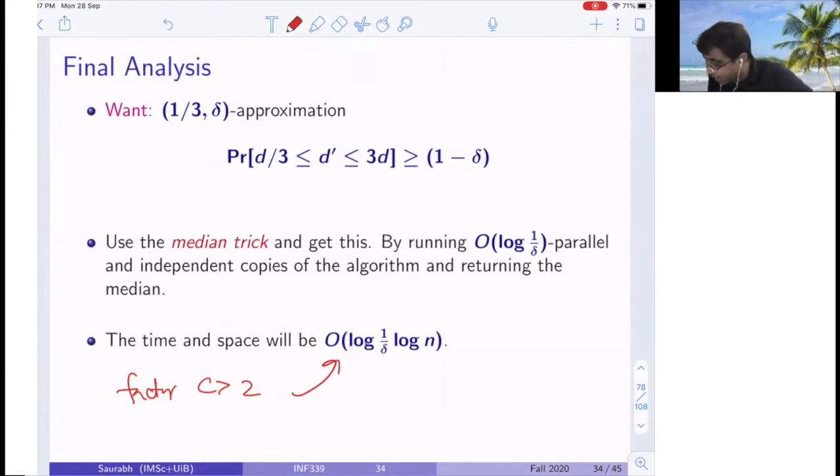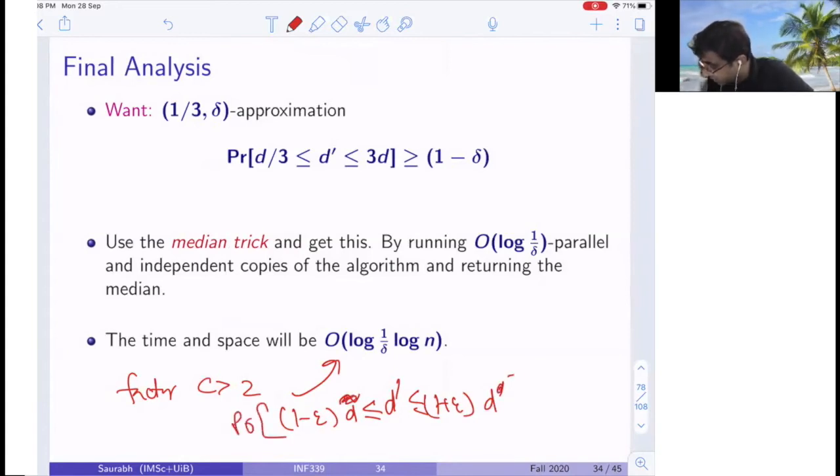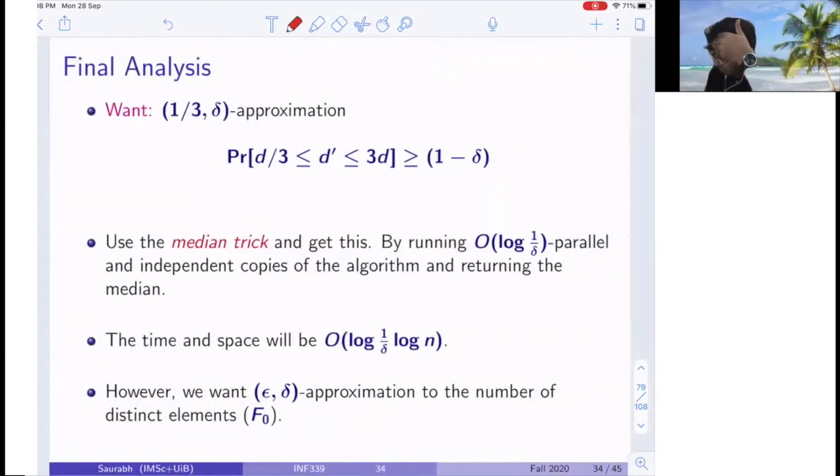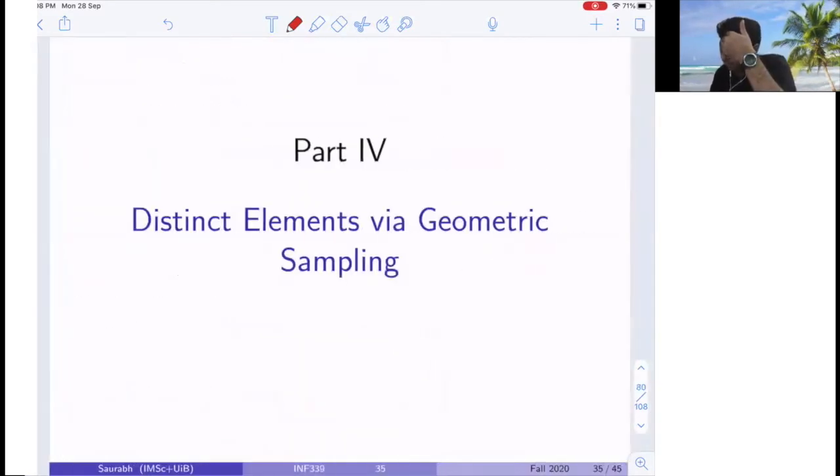We are not saying that d prime is between 1 minus epsilon d and 1 plus epsilon d. We would like to say this holds with probability 1 minus delta. But at least, AMS did not do this. Okay. So now I will tell you an idea of distinct elements via geometric sampling, which will use the AMS algorithm as a black box.